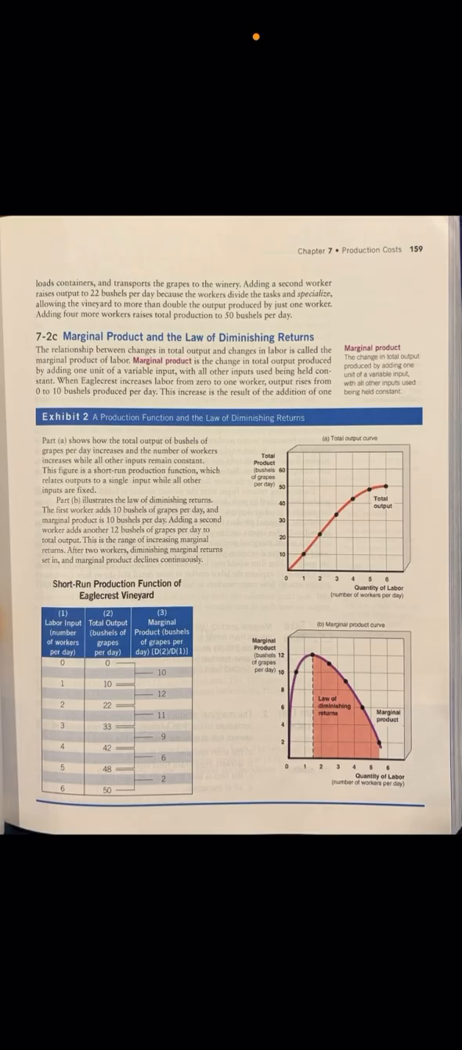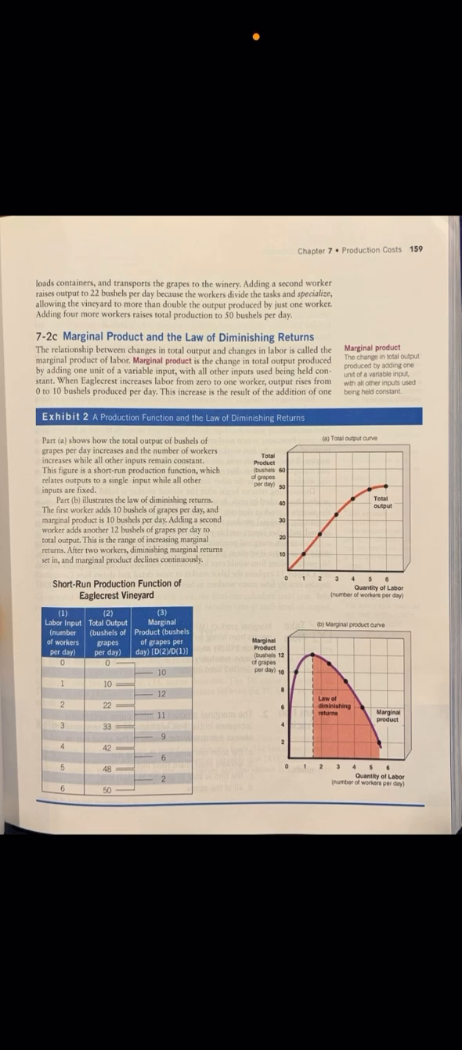Adding a second worker raises the output to 22 bushels per day, because the workers divide tasks and specialize, allowing the vineyard to more than double the output produced by just one worker. Adding 4 more workers raises the total production to 50 bushels per day.